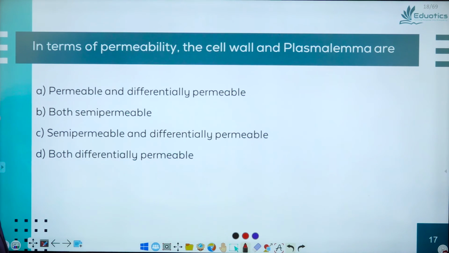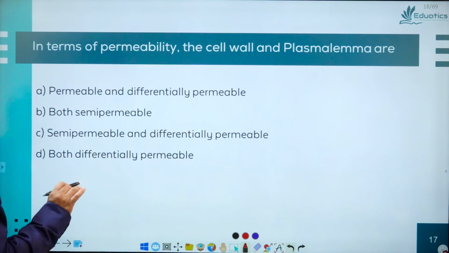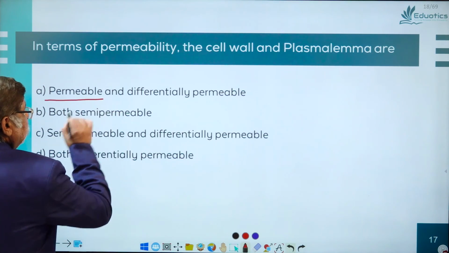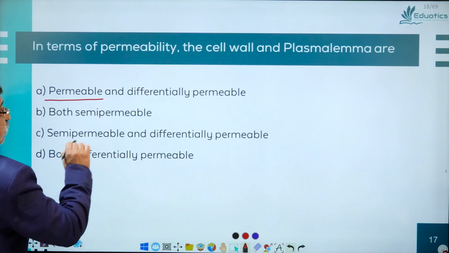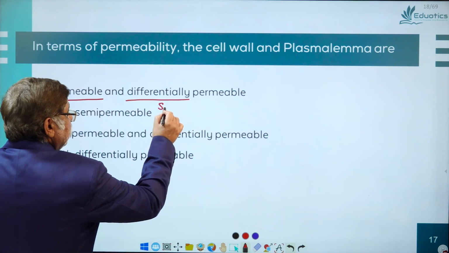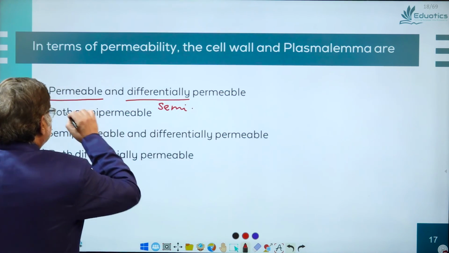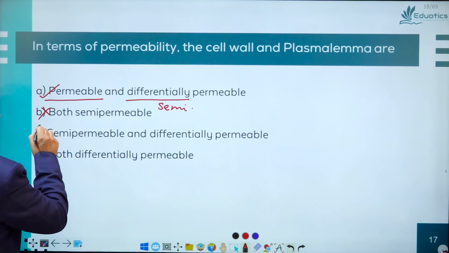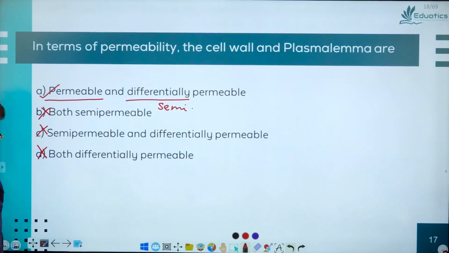In terms of permeability, cell wall and plasma membrane: cell wall is completely permeable. Cell membrane is differentially or semi-permeable. So cell wall is completely permeable and cell membrane is differentially or semi-permeable. This is the correct answer. This is wrong, this is wrong, this is wrong.